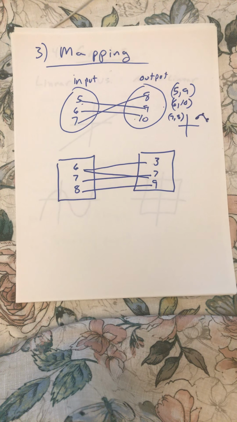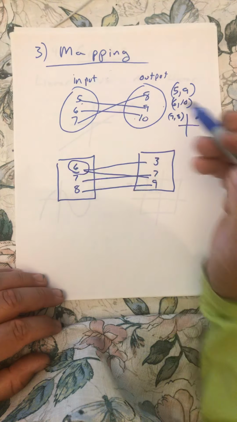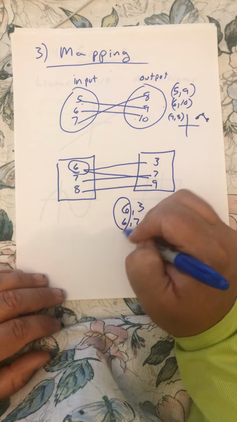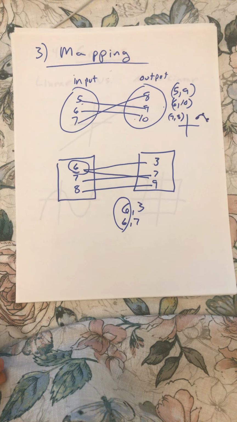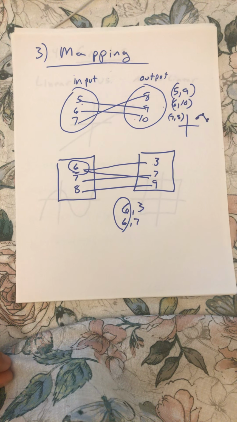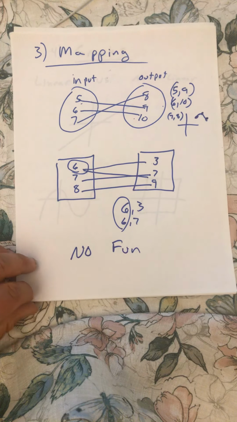Our next map, sometimes we use boxes, sometimes we use circles. We can look right here with our input 6, a 6 and a 3, 6 and a 7. Right there, the 6's are repeated, and therefore that means there is more than one output with 6, so therefore this is no fun. Not a function, no fun.